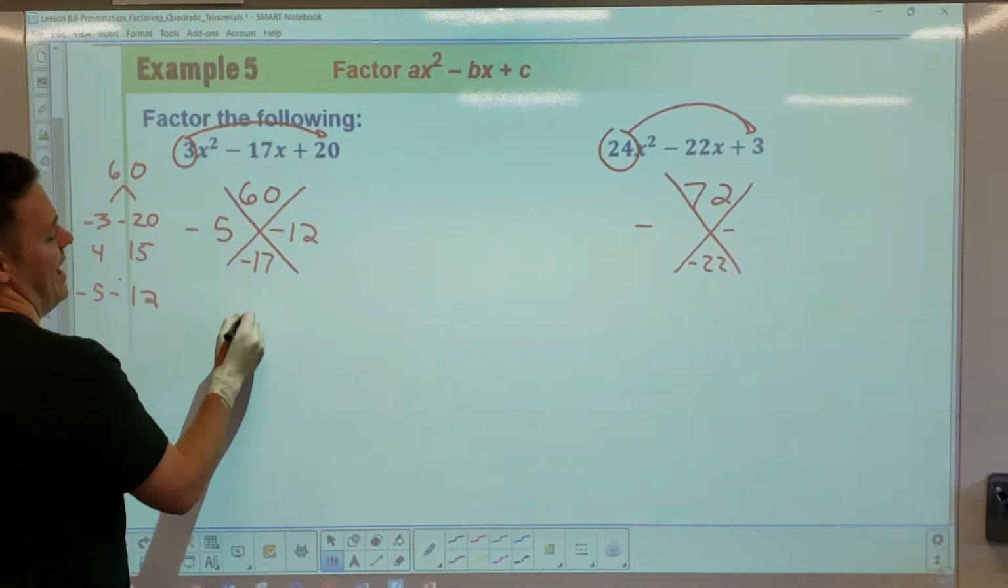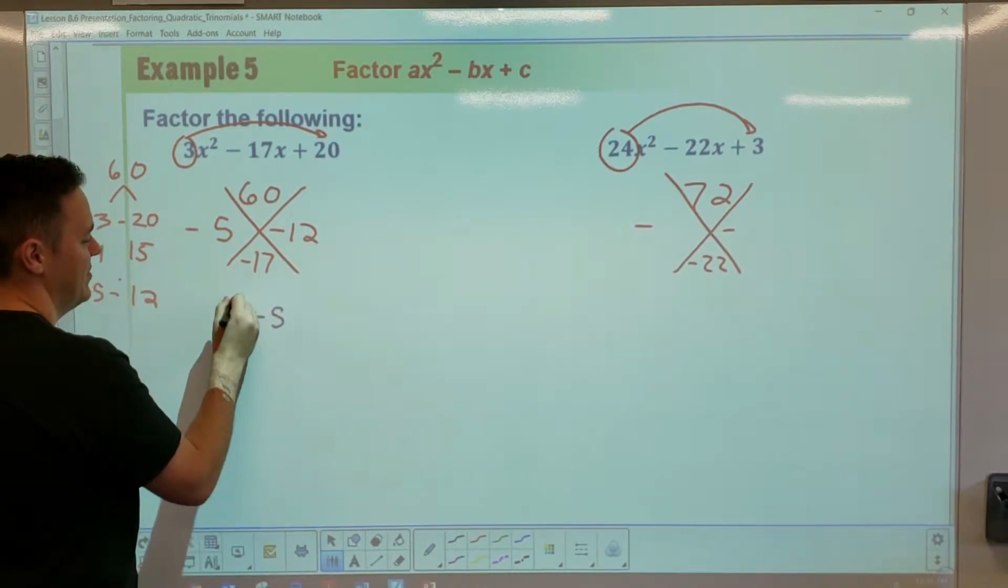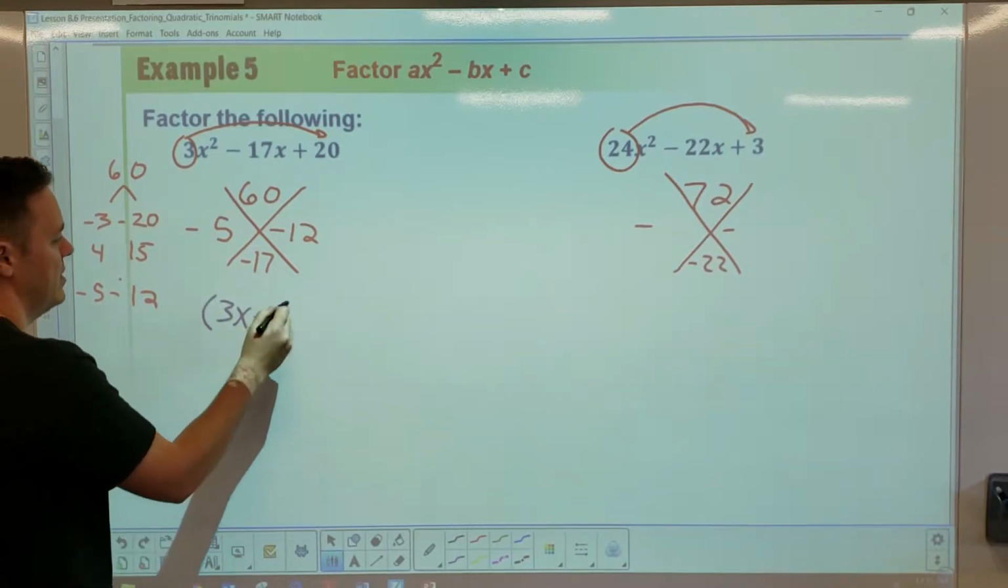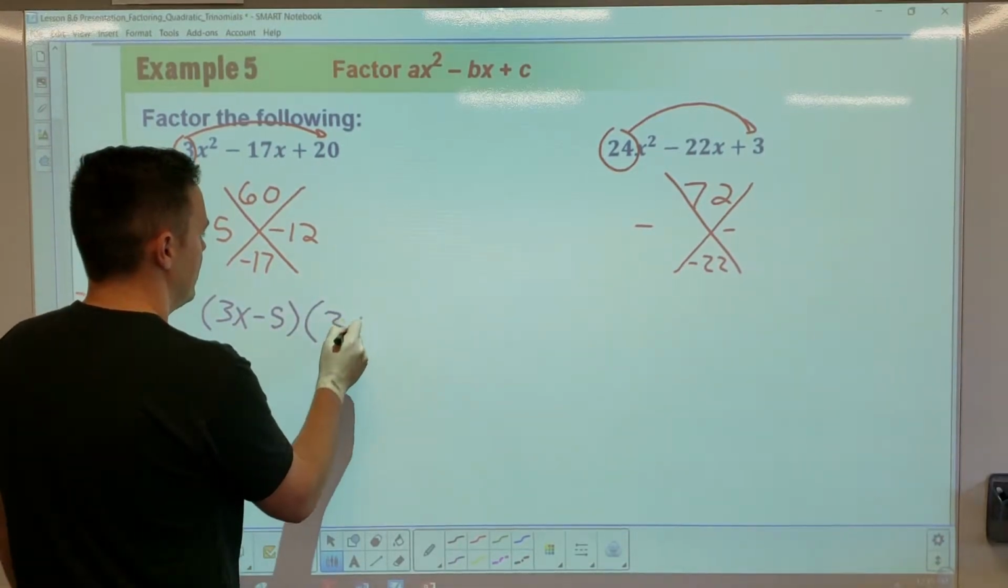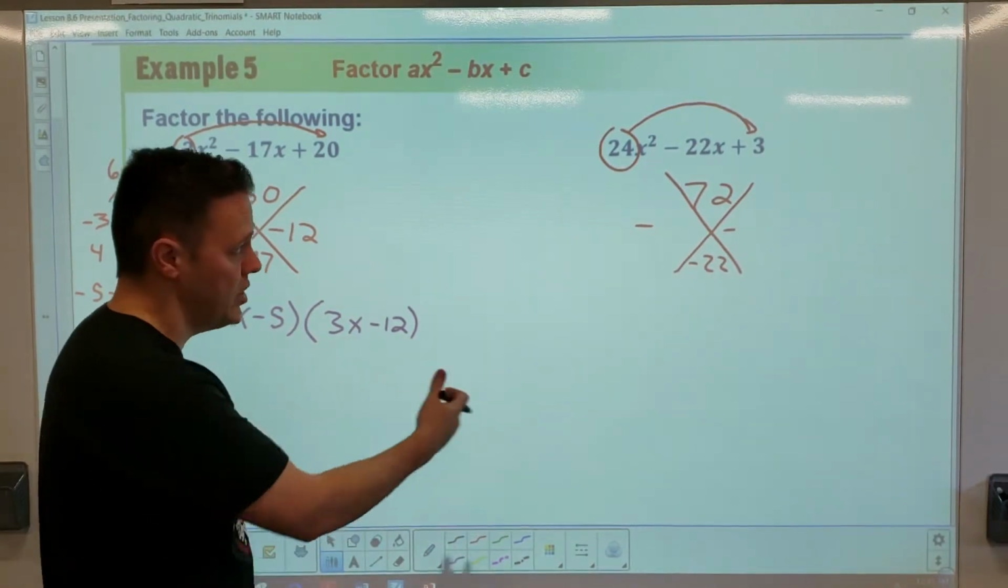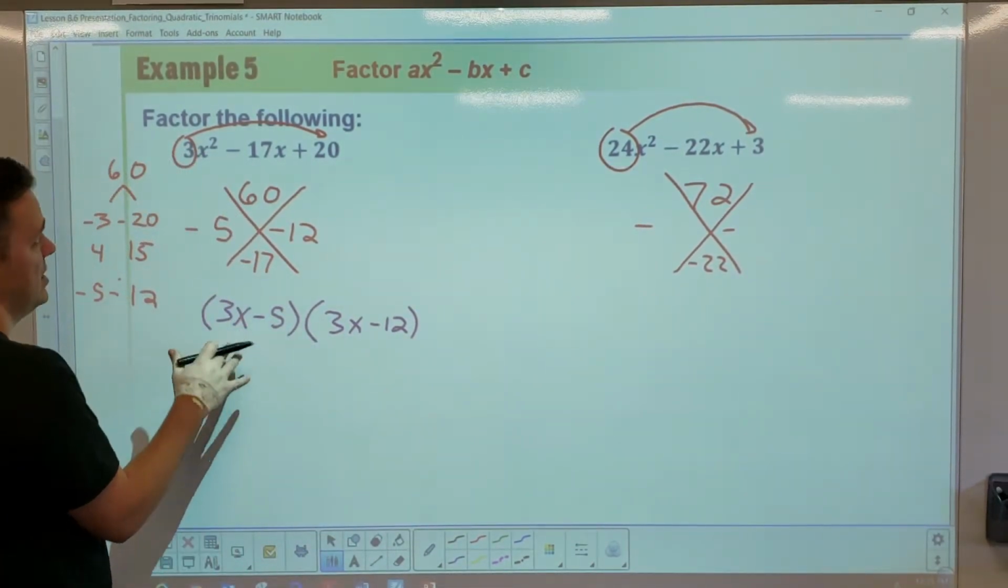Just like I do. All right, x minus 5. So I'll do the factoring one over here first. I'm going to put a 3 in front of it, and then this would be 3x minus 12. I'm only going to show one method going forward. I'll alternate between the two, so whichever one you like, try it.